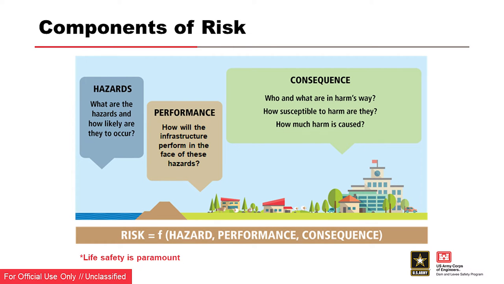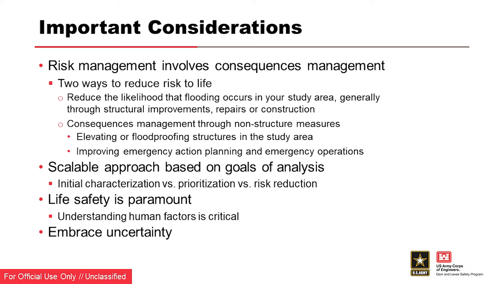You've all seen this. Risk is a function of the hazard, the performance of the flood defense infrastructure, and the impacts to life, structures, infrastructure, and the environment, which we call consequences. Part of risk management is consequence management. Under scalable concept, talk about initial characterization needing to be conservative, while others are best estimates. Need to build the case for consequences as rigorously as we do for probability.